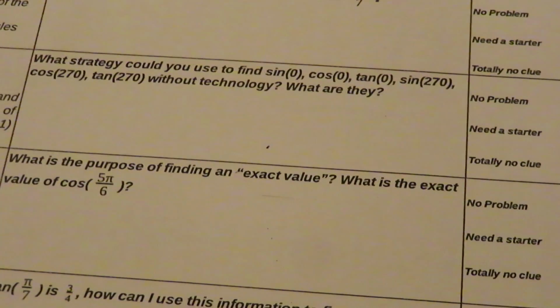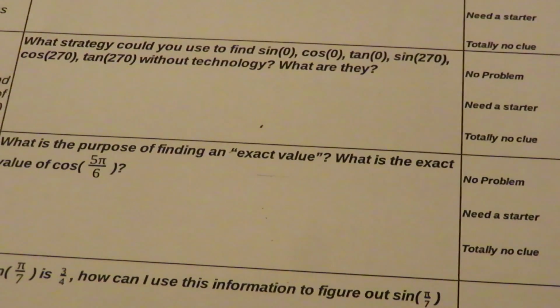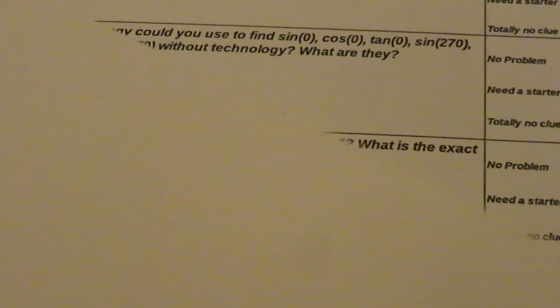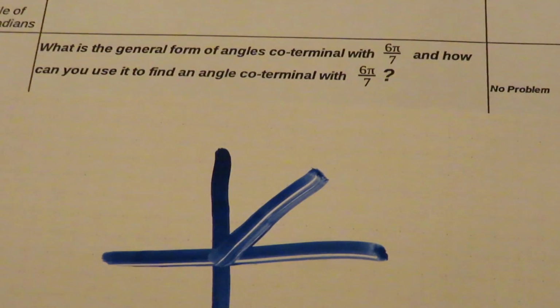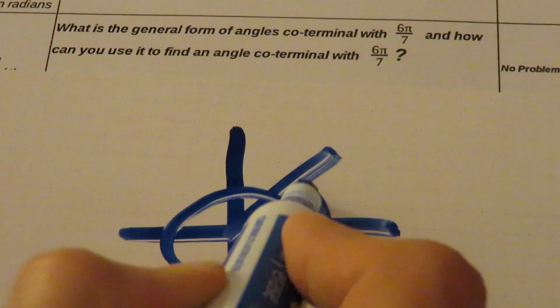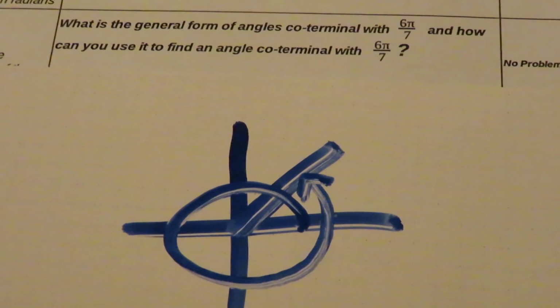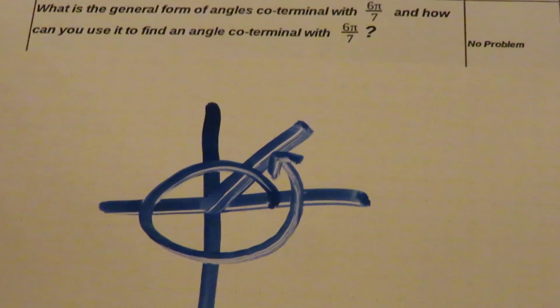The next question down here asks what the general form of angles that are coterminal with 6 pi over 7 is. So that's the first part. What is the general form of an angle that's coterminal with 6 pi over 7? Remember, coterminal just means that whatever angle you have, let's say its terminal arm is here, even if I went around a whole bunch of times, my arm will still land in that same spot. So coterminal just means one single terminal arm, no matter how many times you went around.